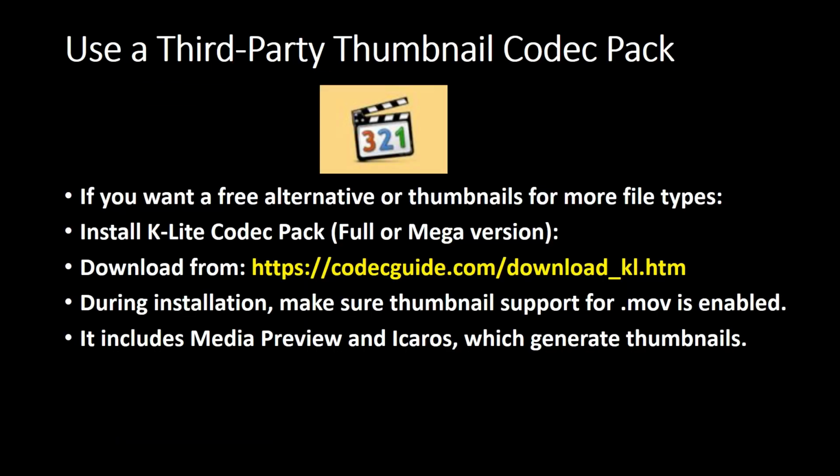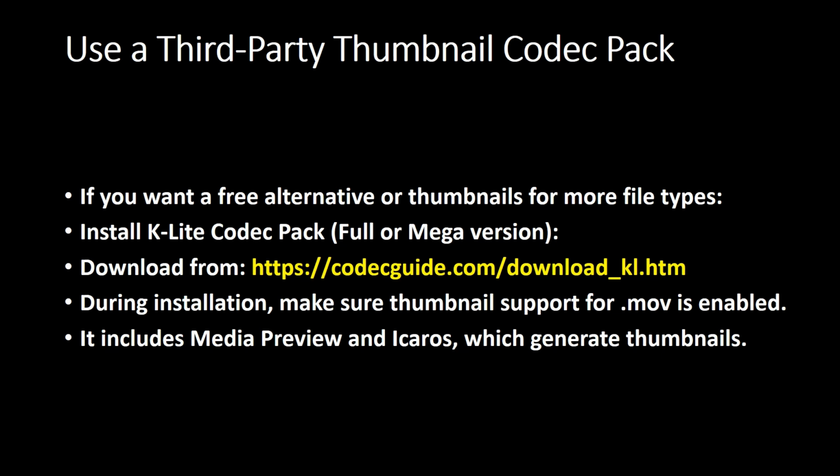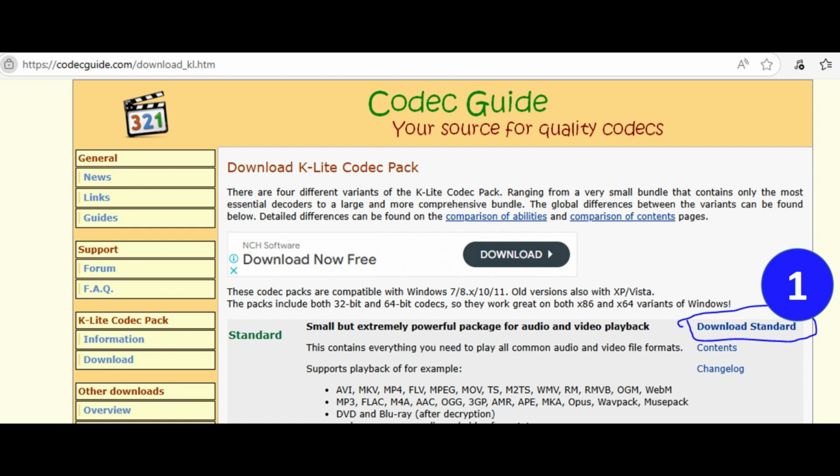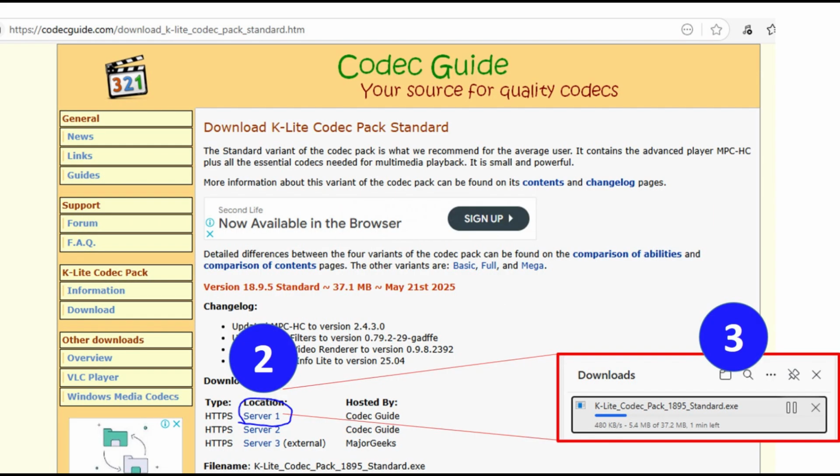First, open your browser and head to codecguide.com. That's the official site for K-Lite Codec Pack. I'll drop the link in the description to save you time. Now scroll down just a bit and look for the standard version. That's the one we want, a perfect balance of features without the bloat. Click it, download it. It should take less than a minute.